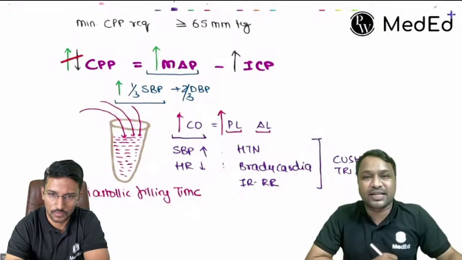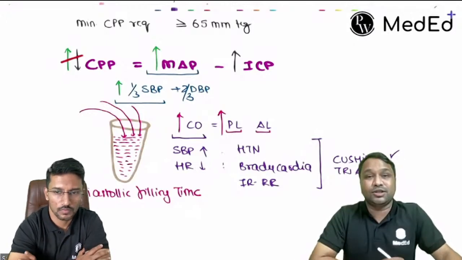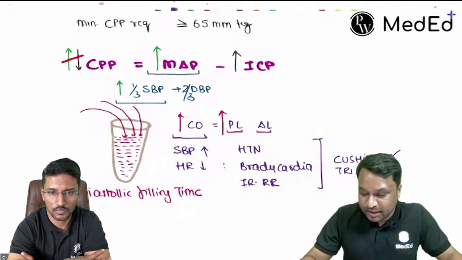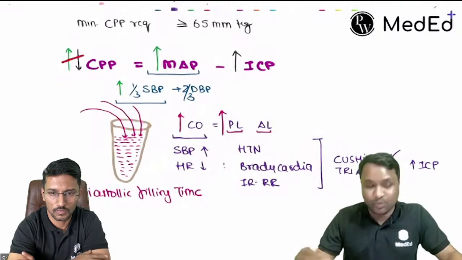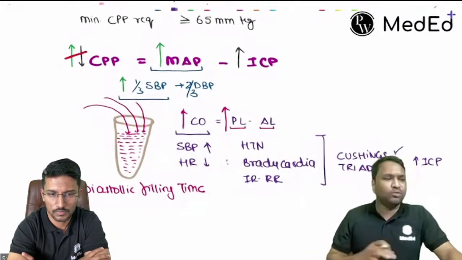Now, what does Cushing's triad signify? The Cushing's triad signifies that there is traumatic brain injury causing increase in intracranial pressure. So all increased intracranial pressures will present to you with Cushing's triad, right? So this is the concept that you have to follow. How would you manage, right?